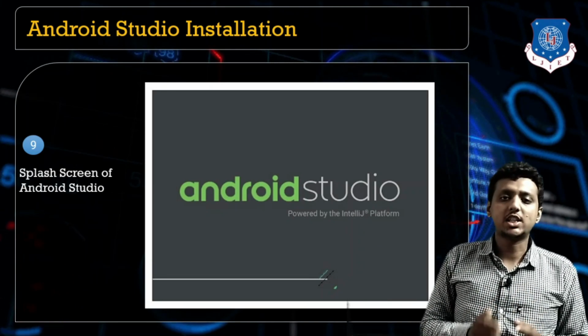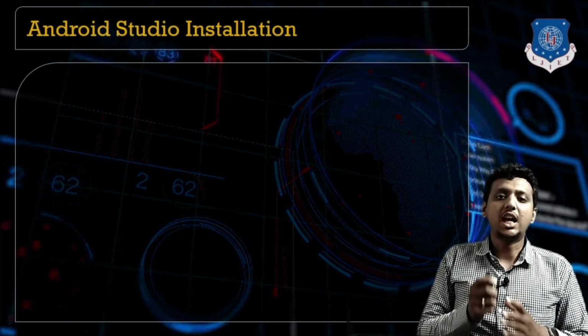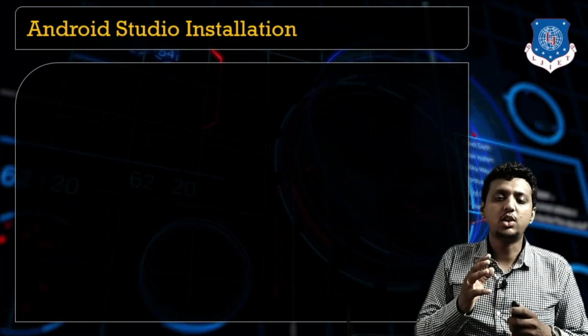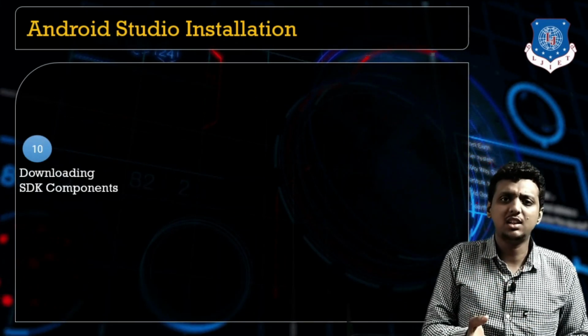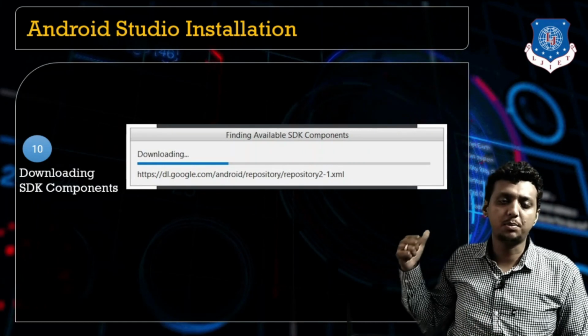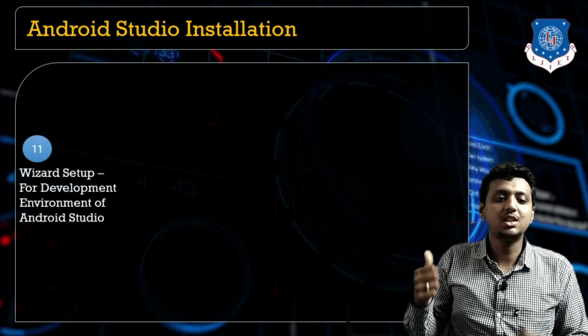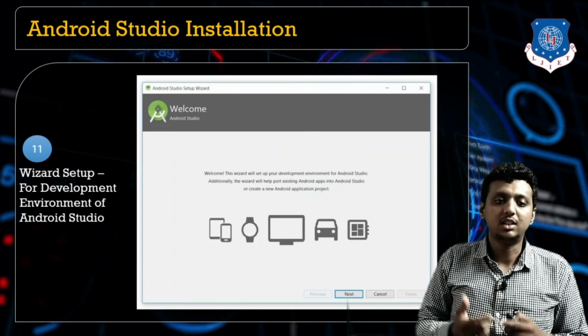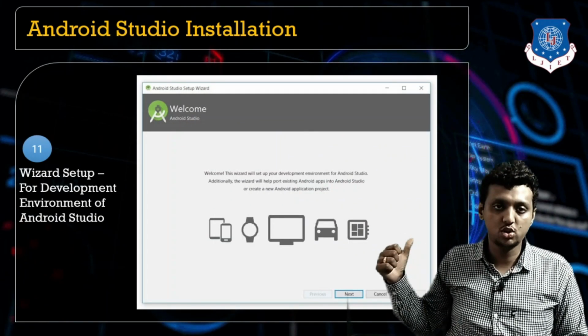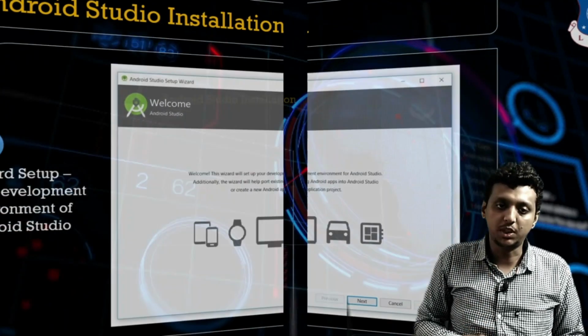Fine. So next, what do we have, friends? See, after installing, Android Studio starts downloading some dependencies or the SDK components. So this is the process which shows the downloading of the SDK components. Next step, students, it just sets up the wizard. This is the first wizard of Android Studio. You just need to click on the Next button.